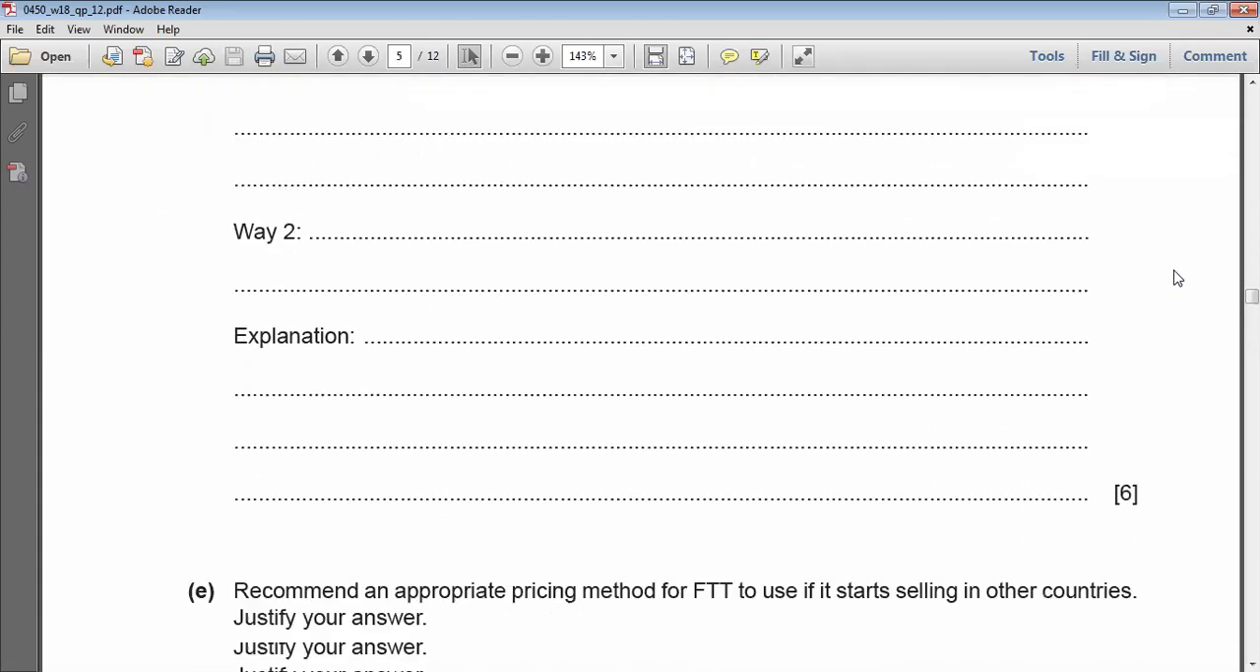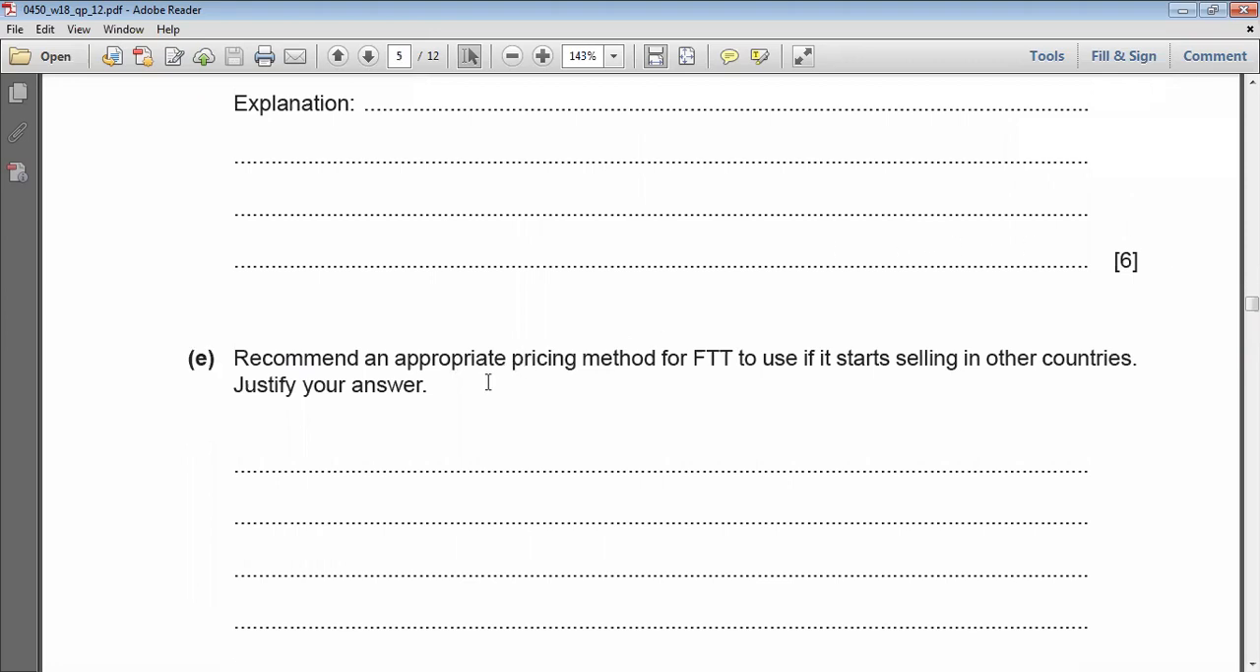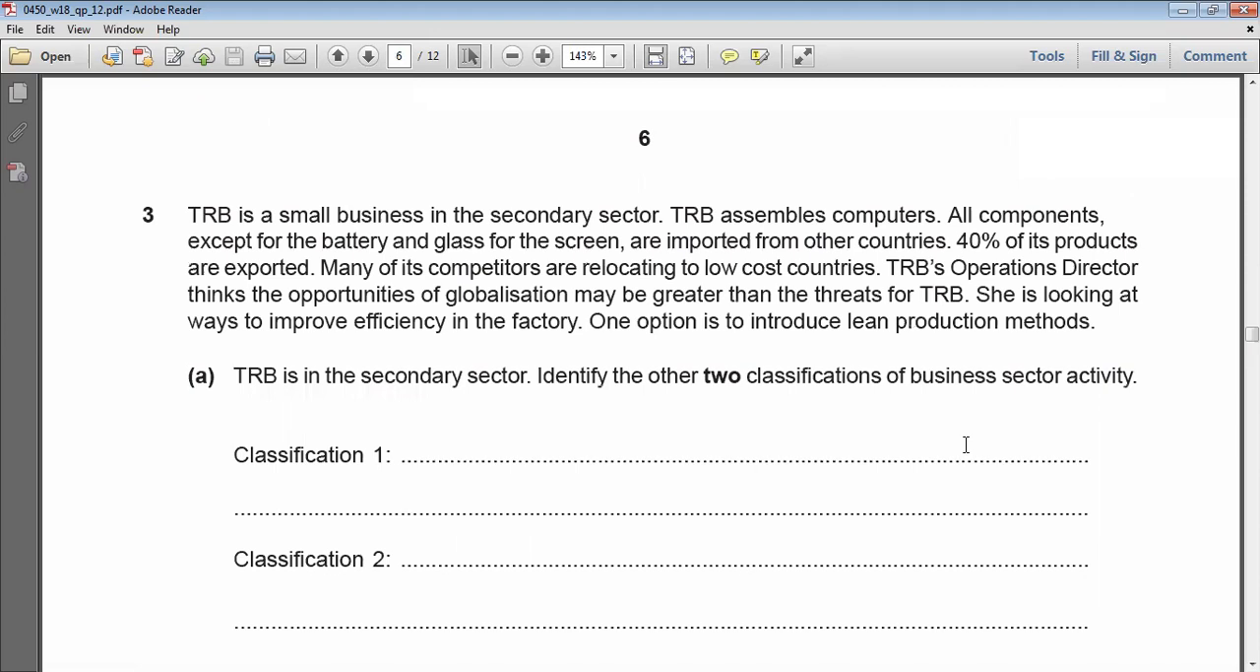For number 2, E, recommend an appropriate pricing method. Always in the end there is justify. Pricing method, we have several pricing methods, so you can mention cost plus pricing, or competitive pricing, psychological pricing, and the rest.